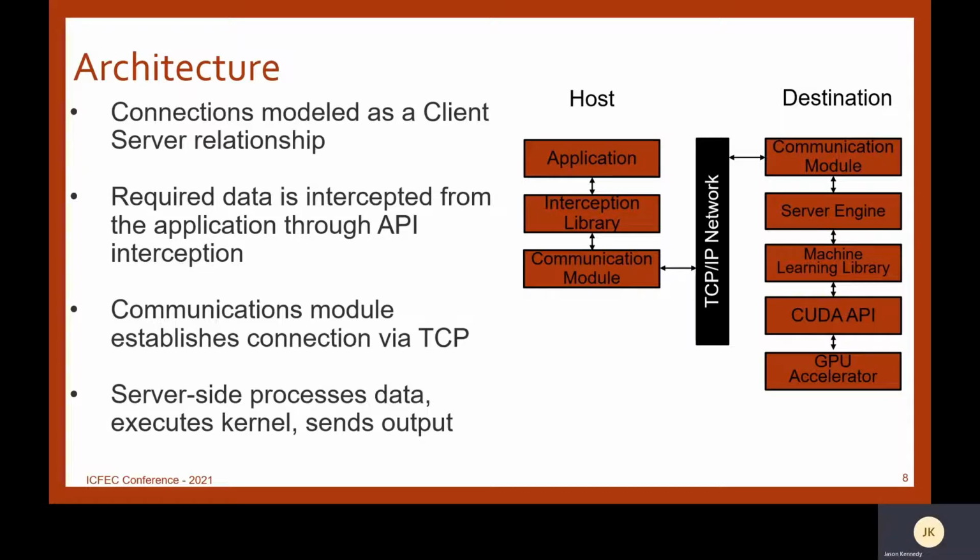Once the server instance of AVEC receives the required data, the actual corresponding kernel in the deep learning library is executed in the remote node using the remote GPU. And then the output of this kernel is sent back through the communications channel to the local node. And using this output, the application can continue its normal execution.